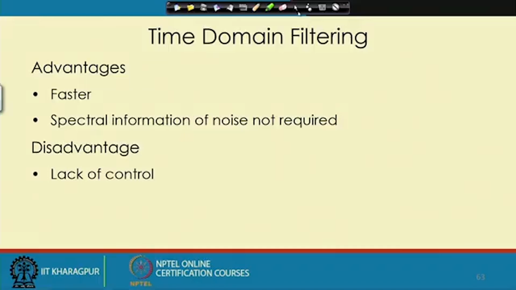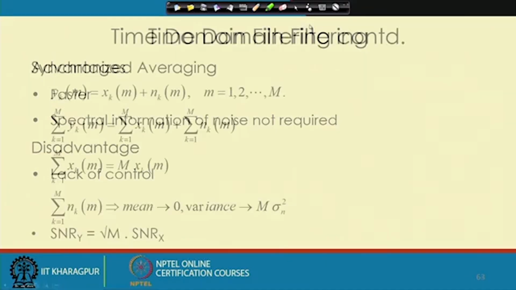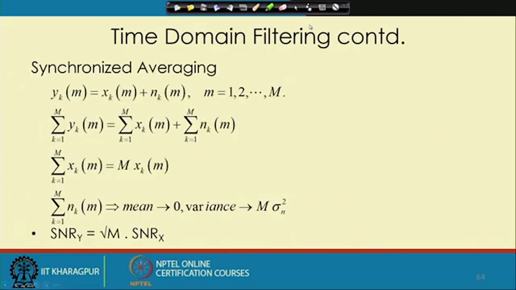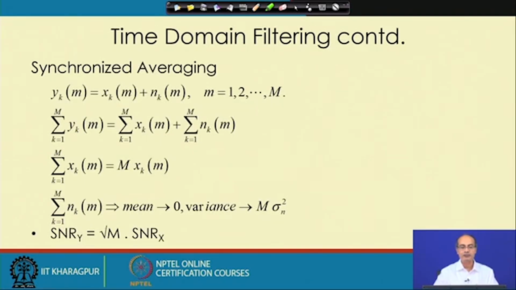Okay. So, let us see now how is the form of the signal. Here we show the first example of synchronized averaging. That is the first example of the time domain filtering. Now, I hope you recall that we took that example of throwing a die.